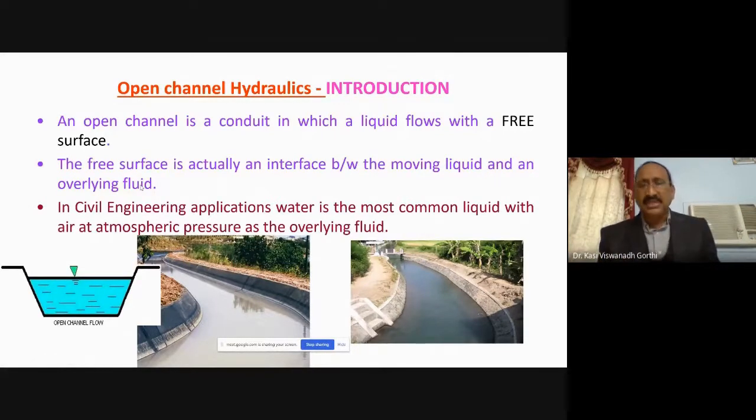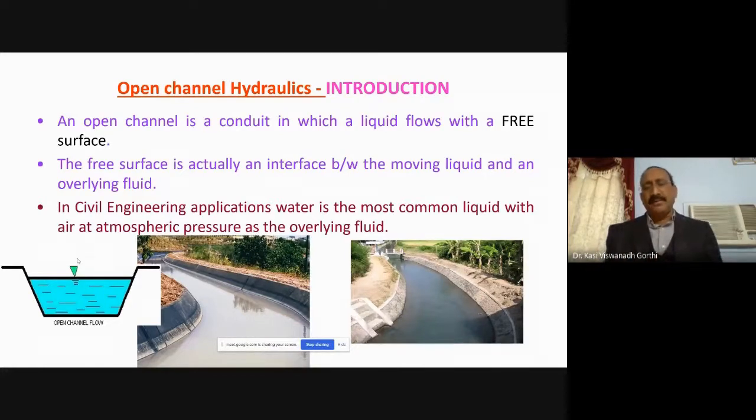That means you have a free surface. Wherever you have a free surface, it is called a channel. It is called open channel. The moment I say free surface, you have underlying flowing liquid and overlying atmosphere. If this condition is satisfied, we say that it is a channel. It need not necessarily be a canal.